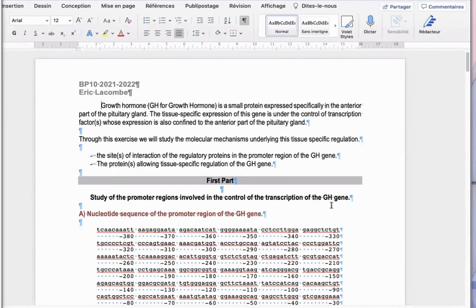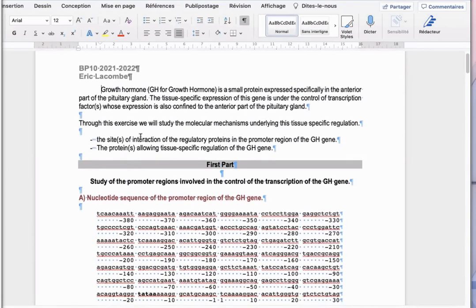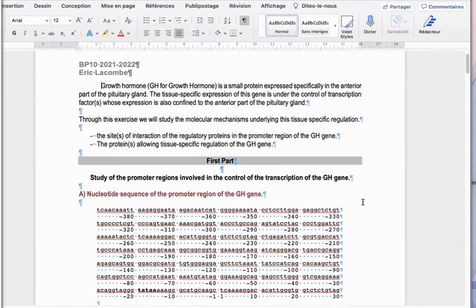exercise? Okay, perfect. We're going to be quite fast at the beginning. We are going to study, on mammals, quite a complete study of the promoter of the growth hormone. The growth hormone is a very small peptide, so it's directly the product of a gene, so we're going to study the promoter. This is what is written here. The growth hormone is a small protein expressed specifically, so this promoter will have a very precise tissue specificity.